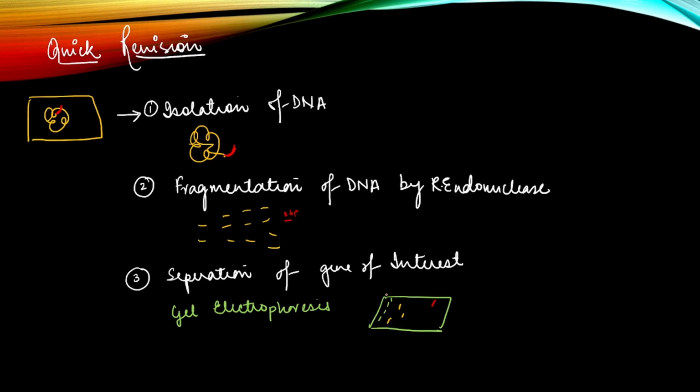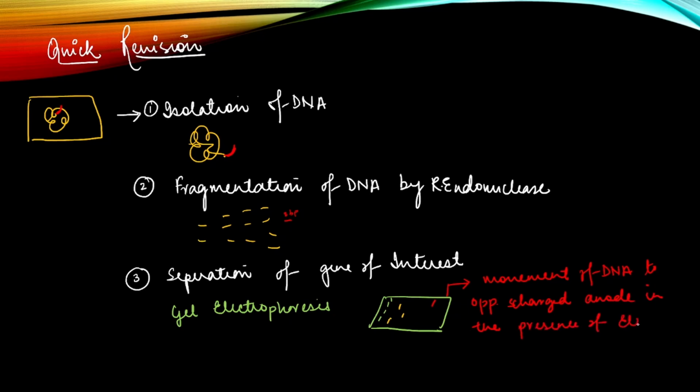What is gel electrophoresis? It is the movement of DNA to the oppositely charged anode in the presence of an electric field. This is what we call electrophoresis. Now, movement of DNA in the presence of electric field, DNA being negatively charged, it will move.